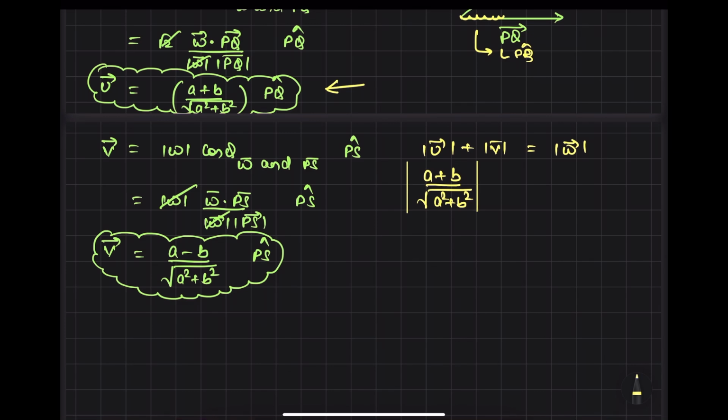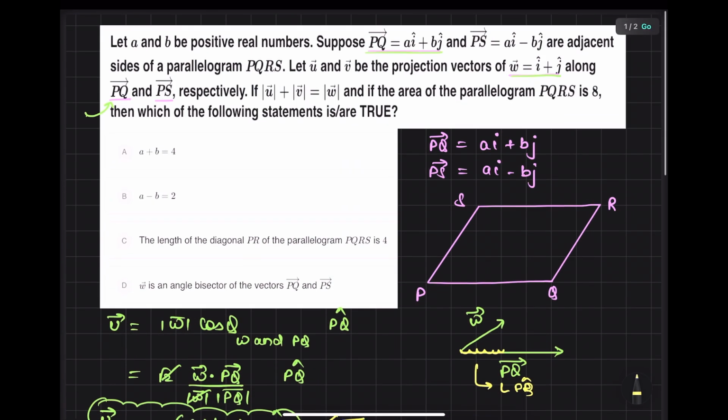Correct? Now, so we have mod v. Mod v, we will have what? a minus b, a minus b upon root over a square plus b square. And mod w is what? Root 2. Correct? Now, you know that a and b are positive real numbers. Correct?